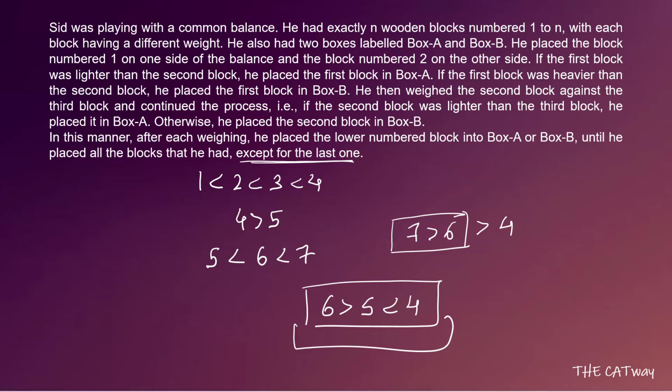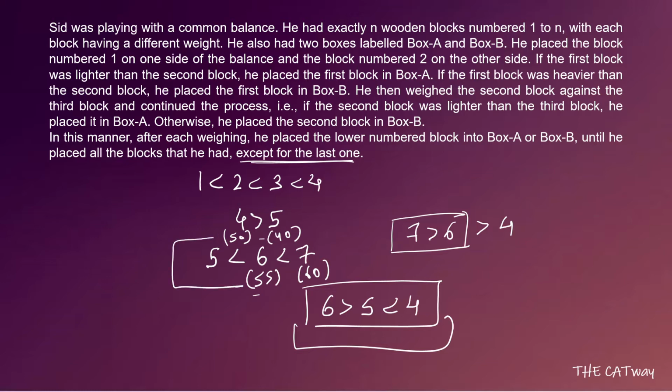Let's say block number 4 weighs 50 kgs, block number 5 weighs 40 kgs, block 6 weighs 55 kgs and block 7 weighs 60 kgs. Now when he was comparing 4 to 5, he will put 4 into box B, because 4 is heavier than 5. While comparing 5 with 6, he found that 5 is lighter than 6. Okay, but see, now the case has arisen.